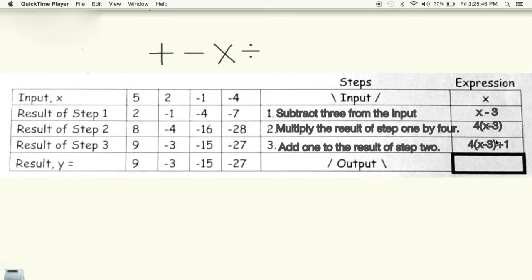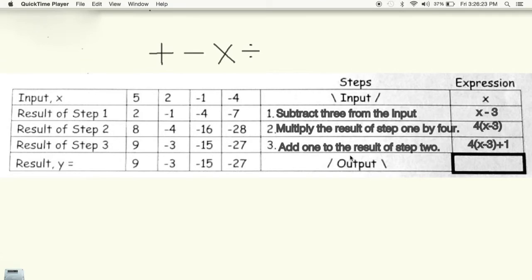So again, really quickly, we start off with our input x, we subtract 3, we go from 5 to 2, 2 to negative 1, negative 1 to negative 4, negative 4 to negative 7, so we had to subtract 3 from the input. Then to go from step 1 to step 2, we had to multiply the result of step 1 by 4, because 2 times 4 equals 8, negative 1 times 4 equals negative 4, negative 4 times 4 equals negative 16, negative 7 times 4 equals negative 28, and so we write that in. Multiply the result of step 1 by 4, and we end up with 4 times x minus 3 for our algebraic expression.